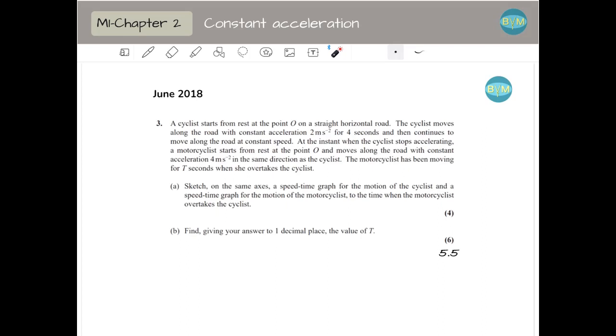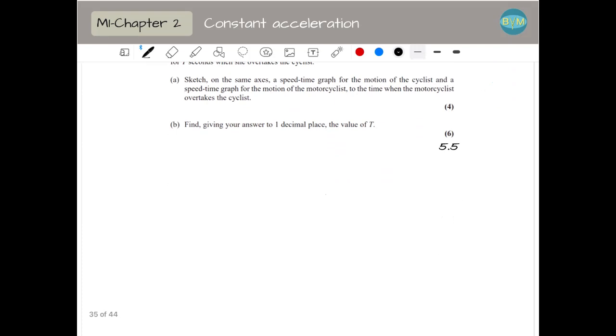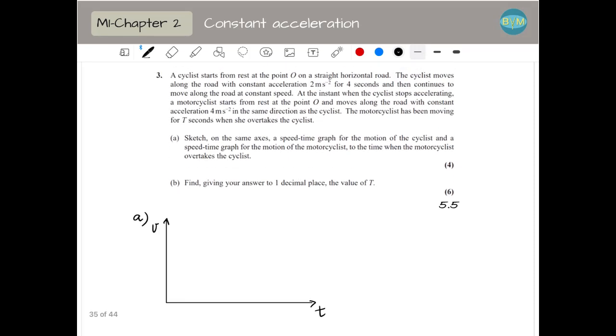So remember, when you sketch the speed time graph, the marks will usually come for two things: for the shape of the graph, but for the values that you know as well. So please remember, label the axes and put all the numbers that you know, or if they are not numbers and they are letters, you put them, like t. They say the time is t, you put t. So this is the velocity, and this is the time. And I'm going to start with the cyclist.